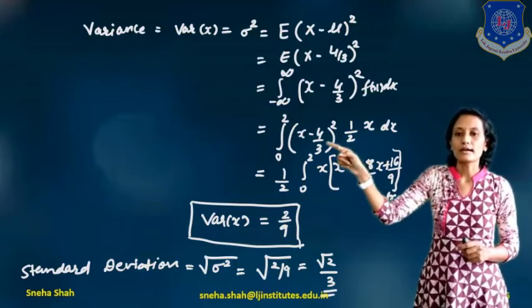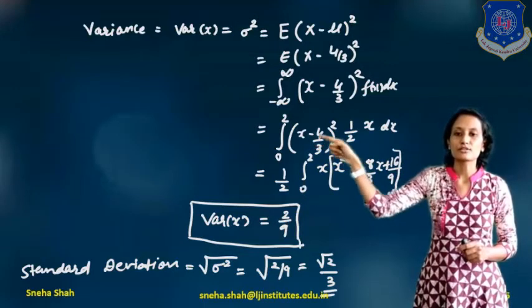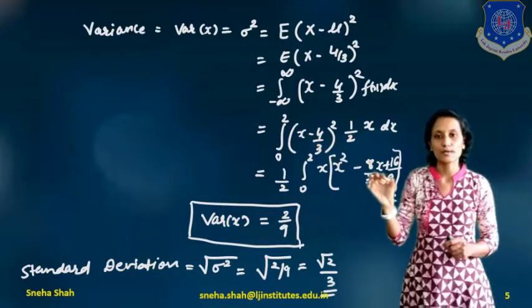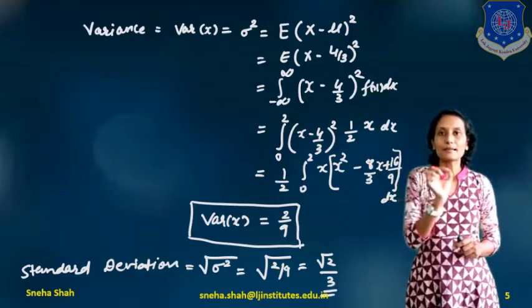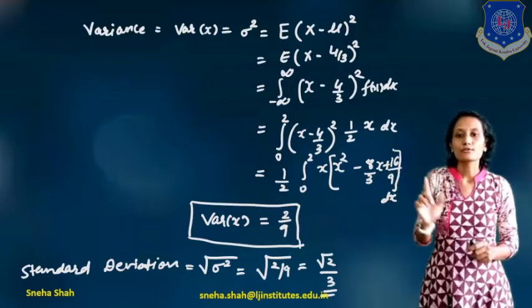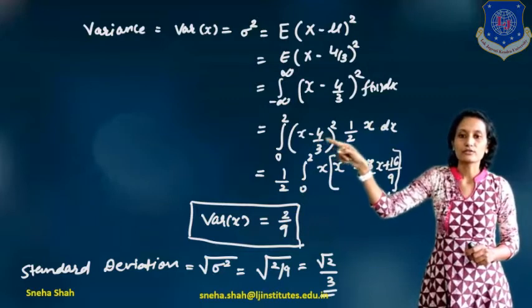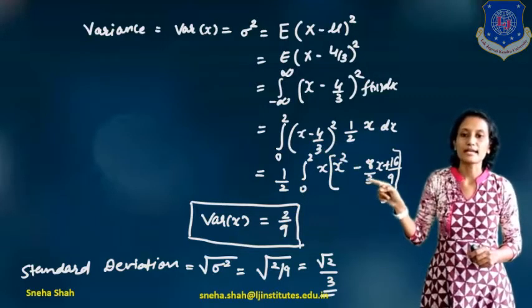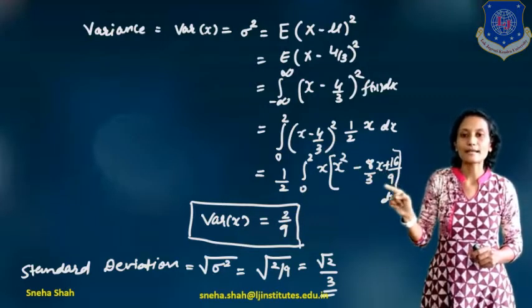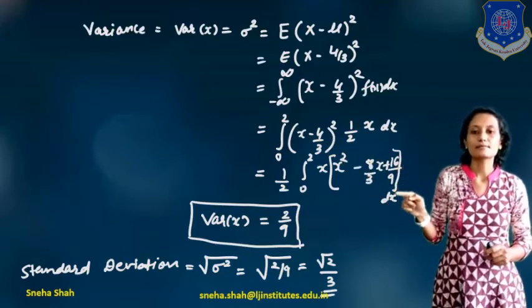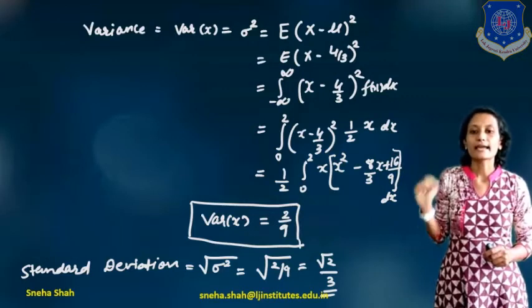Integration 0 to 2. Now if I simplify this term, a minus b whole square equals a square minus 2ab plus b square, right? So the term will be x into x square minus 2 into 4 by 3 into x, meaning minus 8 by 3x, plus minus 4 by 3 square, meaning 16 by 9, dx.